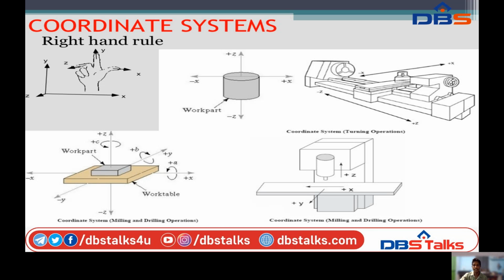Assume next, depth of movement. That means depth will be minus z, plus z. After that, assume milling and drilling operations. Next, coordinate system. The third and fourth operations will be coordinate systems. Assume milling and drilling operations.